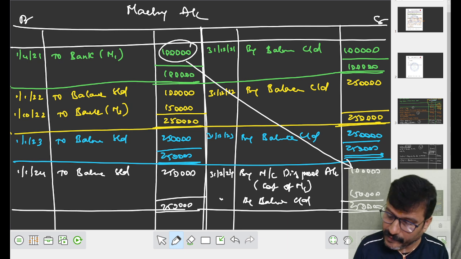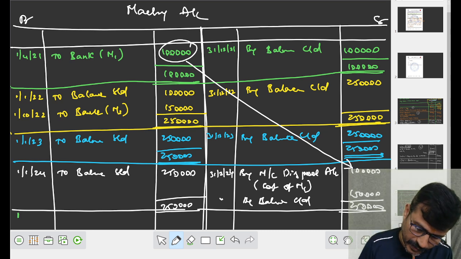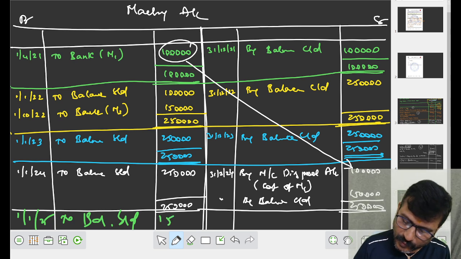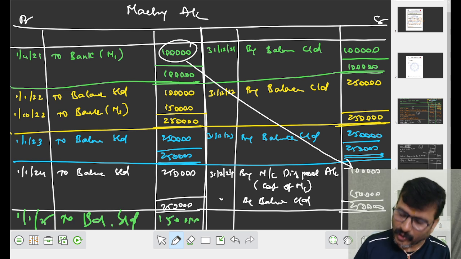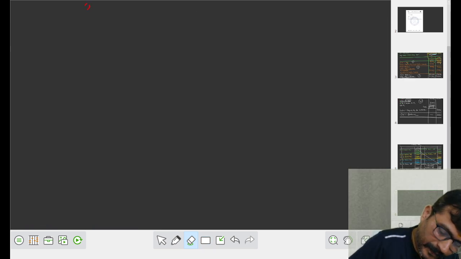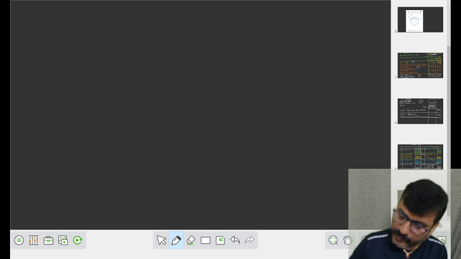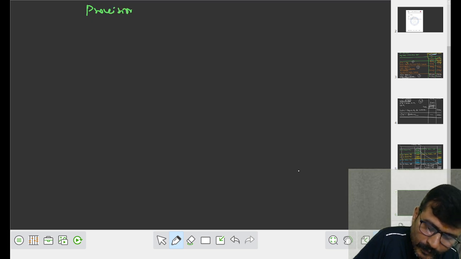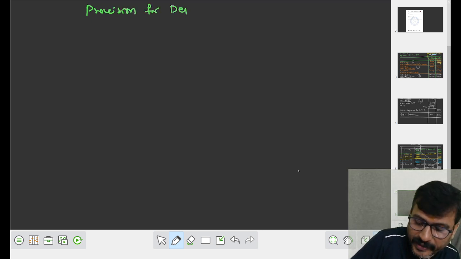Now it starts working. Now what should I do? I am supposed to take 1st January 25, to balance brought down with 1.5 lakh. Fine. Now let us move on to the next one, that is the provision for depreciation account.